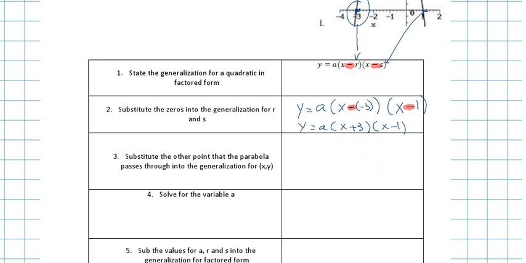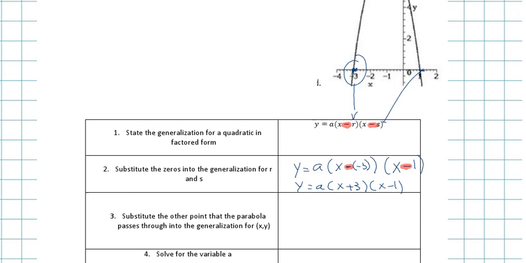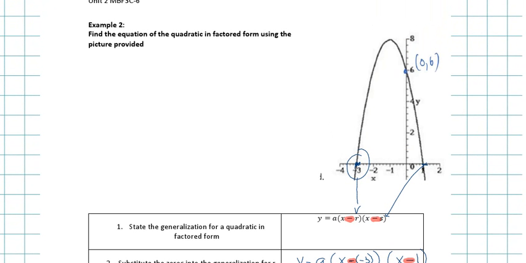We have to find a point on the graph, 0 and 6. There's a point on the graph that I've already indicated to you. It's already given, so it's 0 and 6. You can find any clear point other than your zeros. You cannot plug in your zeros. Any point on the graph that's clear, you can plug it in.